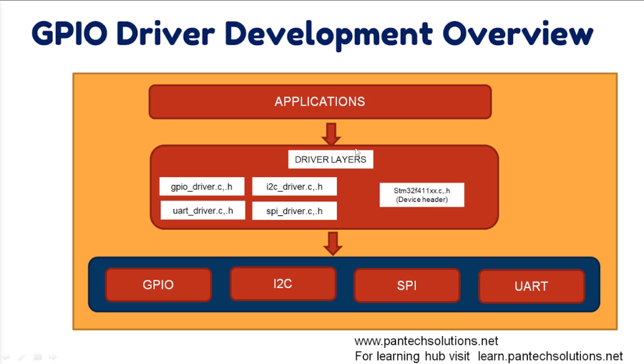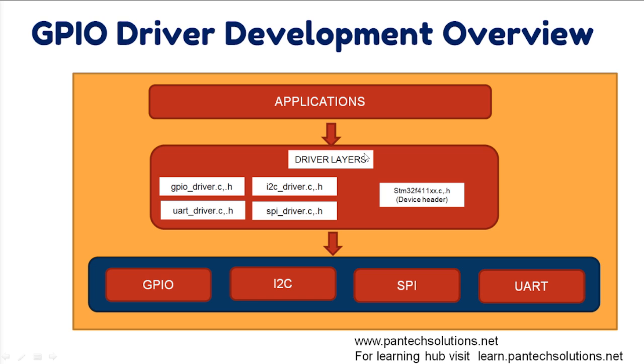So these driver layers will be connected to the GPIO or I2C or SPI or UART. Okay. So in this program, we are going to develop the drivers for gpio_driver.c. So you need to define the bus. You need to define the memories in the device header file. You have to define the memories, like what is the starting address of flash memory, what is the starting address of SRAM, and what is the starting address of ROM, which you get from the datasheet details, and you have to write the code for this.